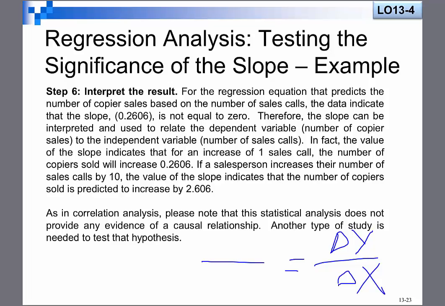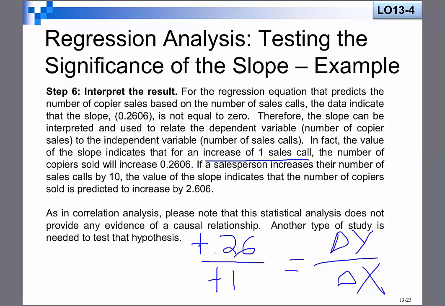So as there's an increase in one sales call, because our X variable is the sales call, the number of copiers sold will increase by 0.26. So that's a plus 0.26. Okay, so that's our slope interpretation.